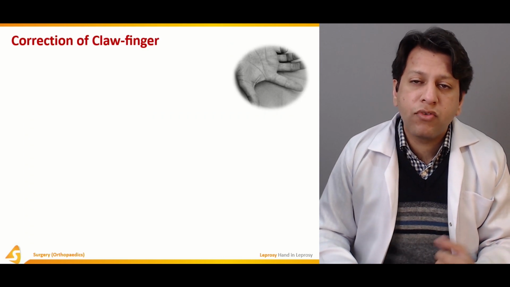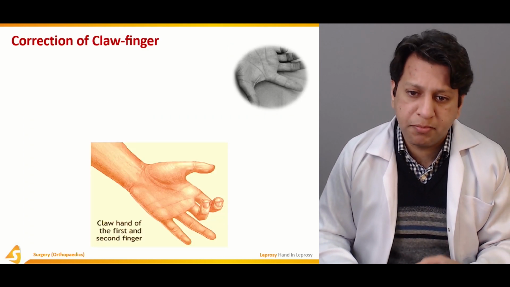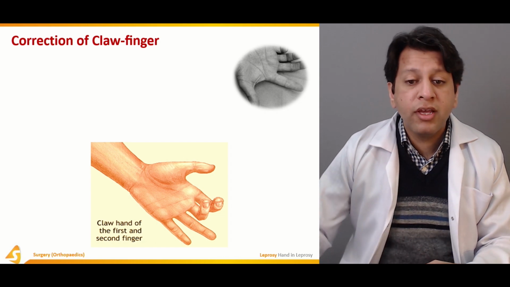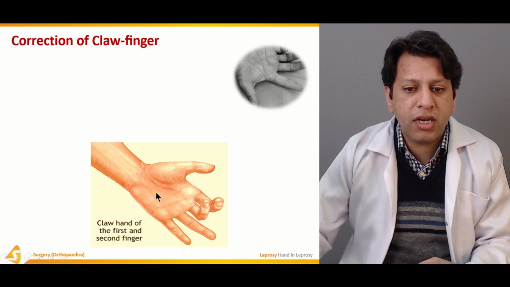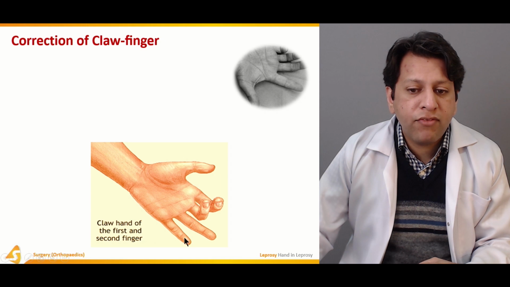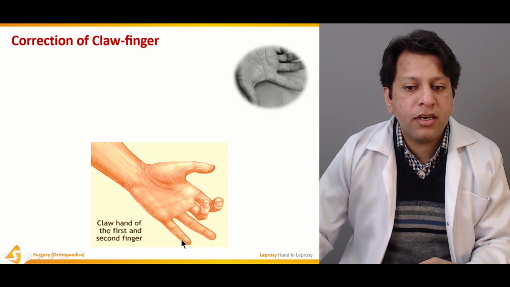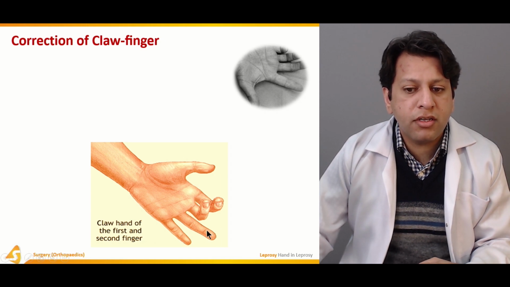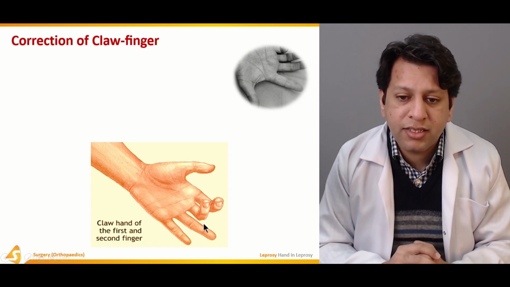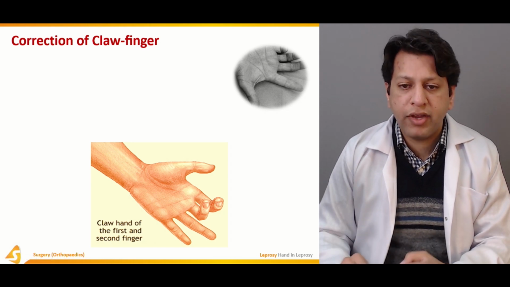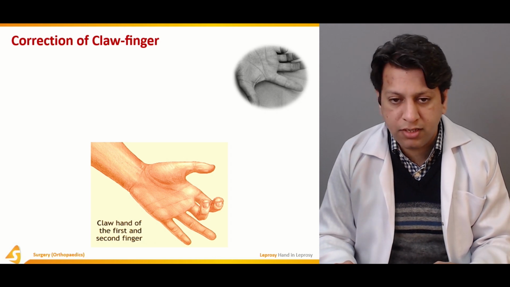Now, if claw fingers are present, how to correct them? As you know, if you see this diagram of the hand, this ulnar 1.5 digit is supplied by the ulnar nerve, as is the hypothenar eminence. The FDP of the ring and the little finger is actually supplied by the ulnar nerve. Therefore, if this is lost, flexion at the distal interphalangeal joint and proximal interphalangeal joint is not possible. Therefore, this leads to a kind of clawing of the hand, which is usually seen with ulnar nerve palsy.